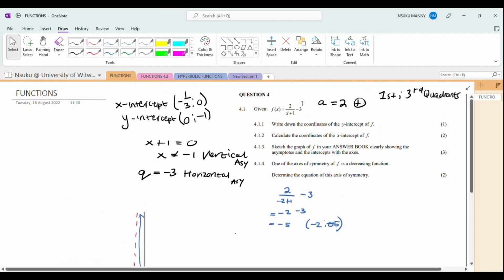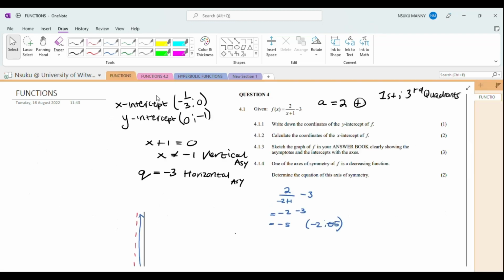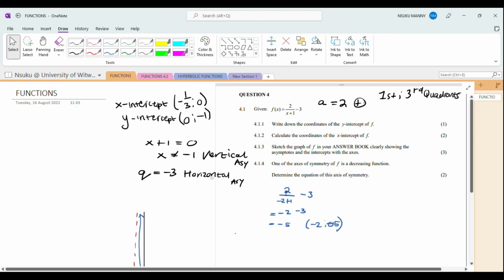The last step says calculate the equations of the axis of symmetry and sketch if asked. So in this case, they say sketch our graph. Let's just look if they told us anything about the axis of symmetry. In other cases, they can tell you to sketch your axis of symmetry as well. But in this case, they didn't tell us to sketch our axis of symmetry. They just said showing all asymptotes and intercepts with your axis, right?